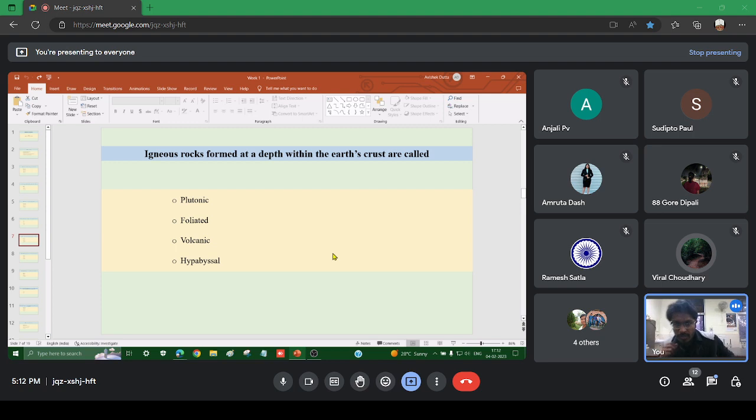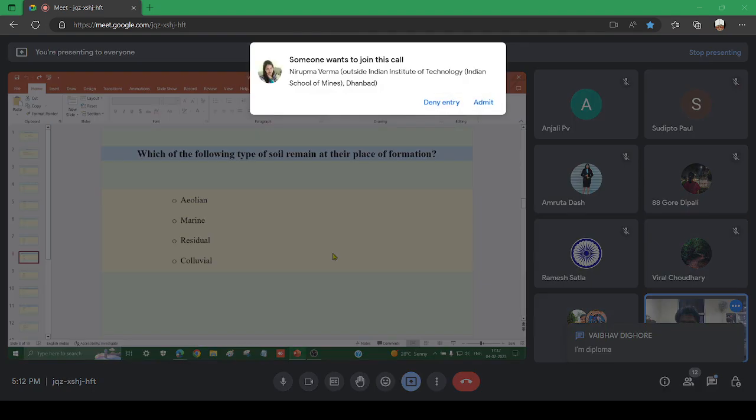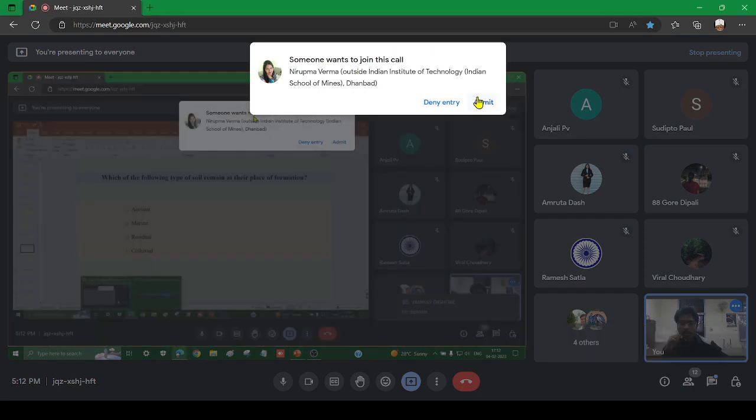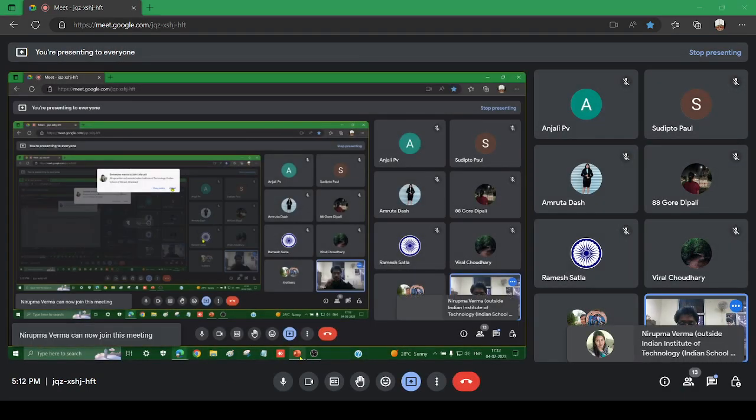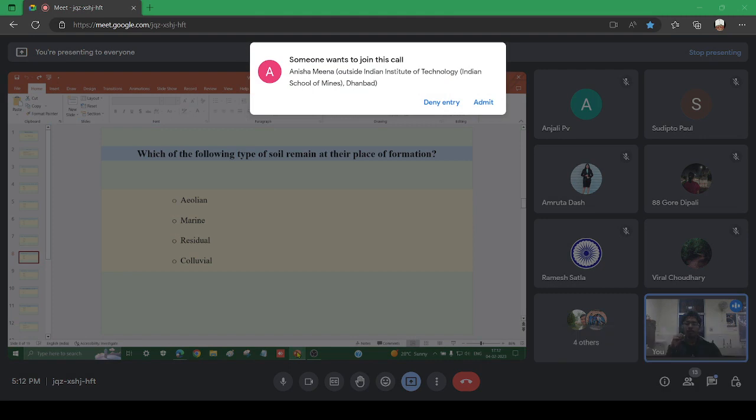So, going to the next question. Which of the following type of soil remain at their place of formation? The options are aeolian, marine, residual, and colluvial.